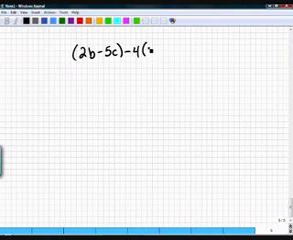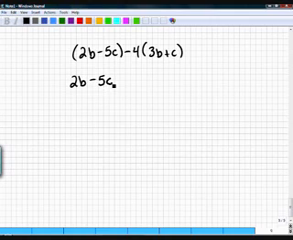2b minus 5c. Okay. 3b plus c. 2b minus 5c minus 4 times 3b plus c. Today's lesson plus yesterday's lesson. The first set of parentheses, is there anything in front of it? Do we need those parentheses? No. 2b minus 5c. Watch closely this next step.